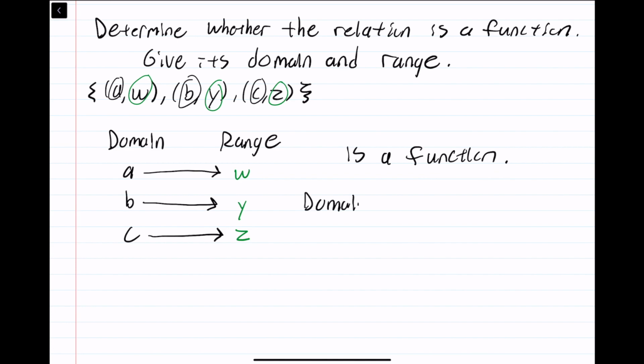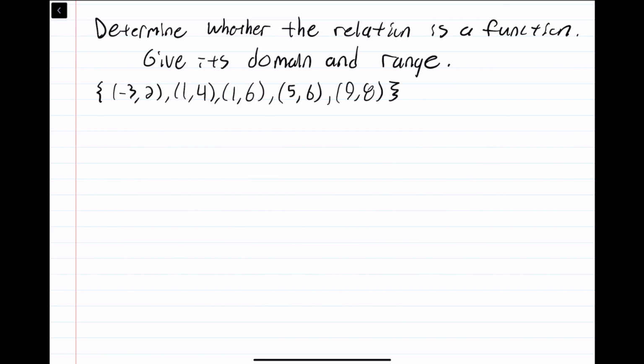And to give the domain, it's the set A, B, C. And to give the range, that is the set, the curly braces, W, Y, Z. So we'll do another example. First, we'll start out by drawing a diagram. So we'll put all the members of the domain on the left and all the members of the range on the right. So the domain is all of the first coordinates.